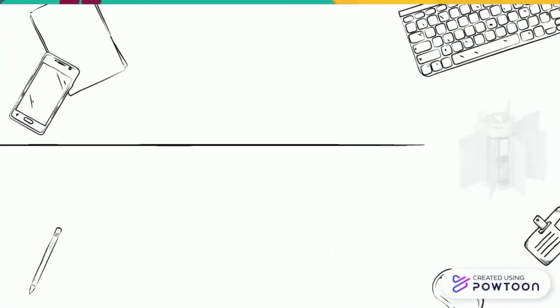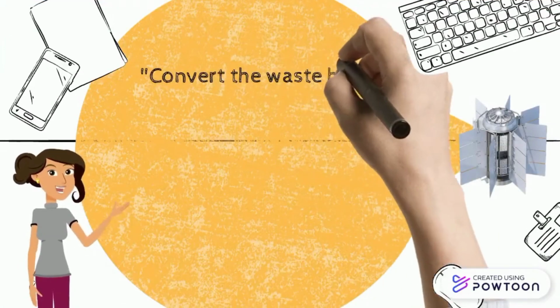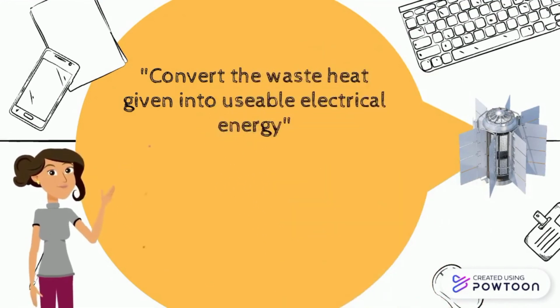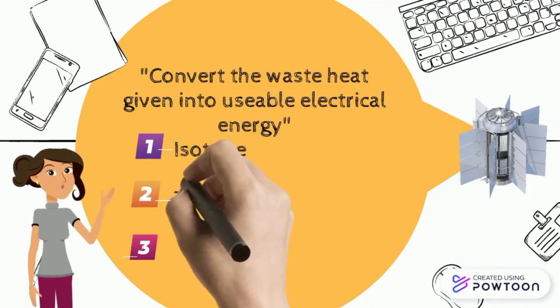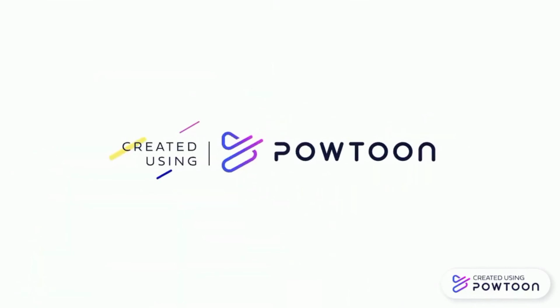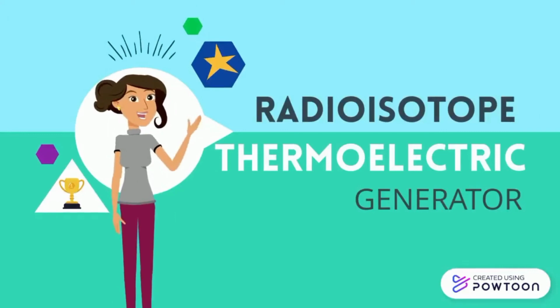Now, for the conclusion, we know that RTGs are devices that convert the waste heat given off by the radioactive decay process into usable electrical energy. RTGs can be divided into three components, which are the isotope, thermocouple, and thermal insulation. That's all about radioisotope thermoelectric generators, or RTGs.